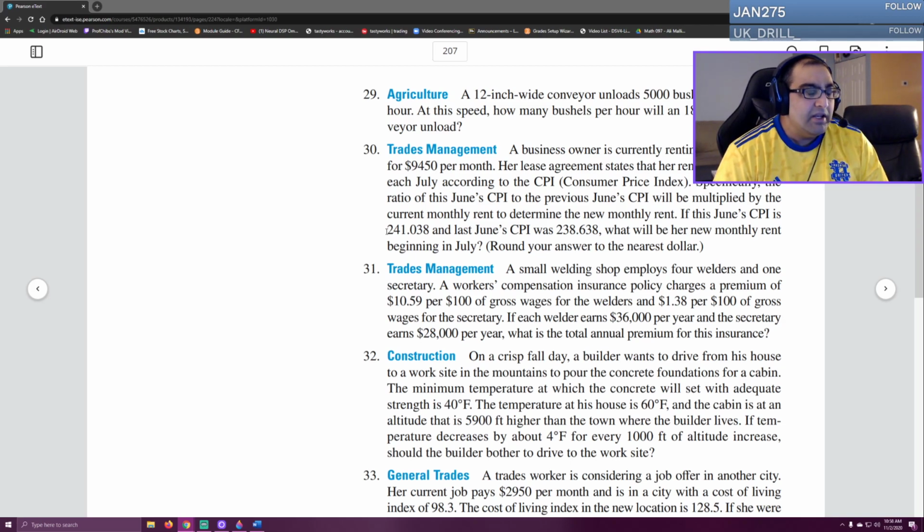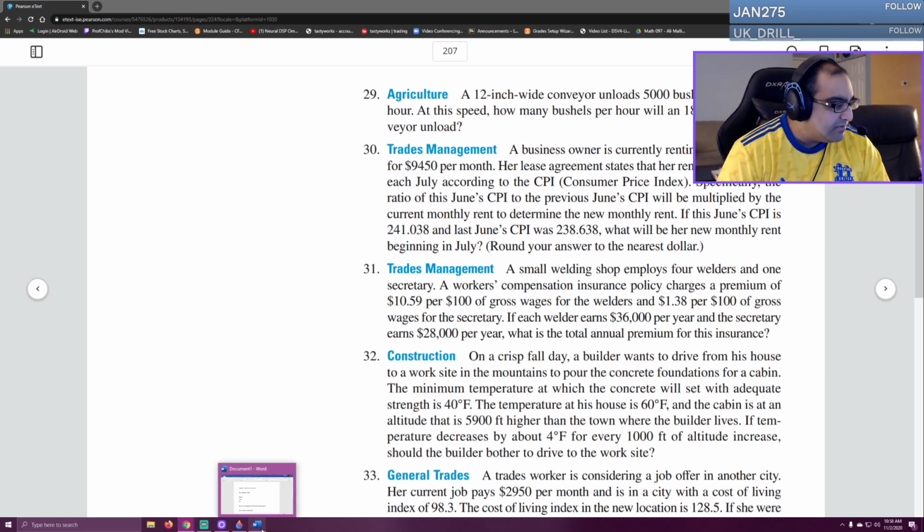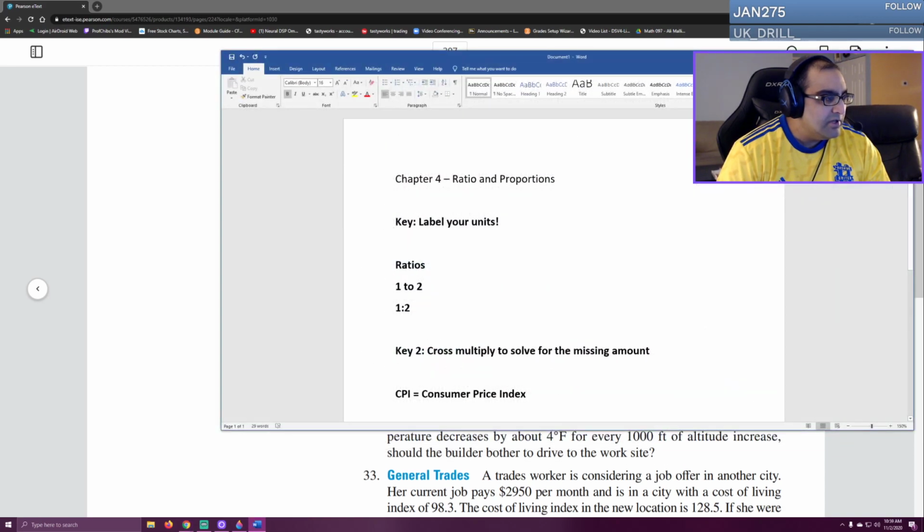In any case, how do we go ahead and solve for this? Well, she currently has $94.50 per month in rent. So all we're going to do here is do this very quickly.